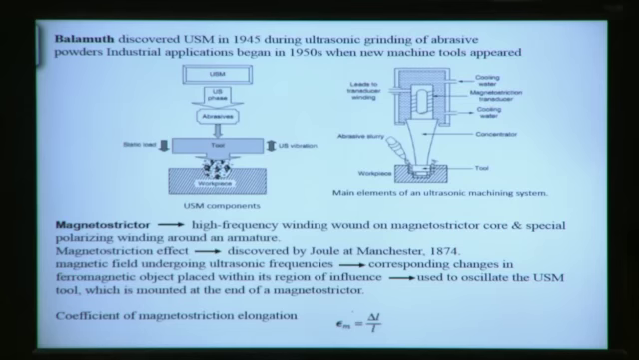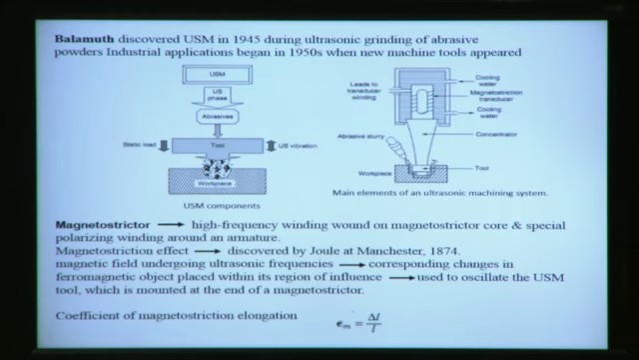As I told you, the ultrasonic machining process was discovered by Balamut in the year 1945. During ultrasonic grinding of abrasive powders, industrial application began in 1950 when new machine tools appeared. Okay, so we have discussed that there are two types of transducers. One is the magnetic type, another one is the piezoelectric type.